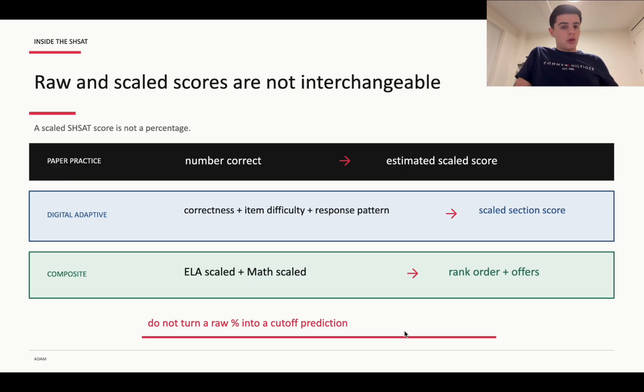So of course, your raw and scaled scores are not interchangeable. The raw score you get, like I said, can be different. You can get the same raw score, but a very different scaled score because of the way the test works. So for example, the test prioritizes doing really well in a subject. So if I were to get a 56 out of 57 in math and then a 40 out of 57 in English, I would get a much higher score than if I got, let's say, 48s on both sections. Okay, so this test prioritizes doing really well in one section and doing okay in the other.